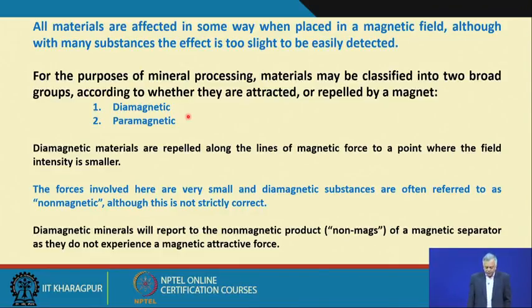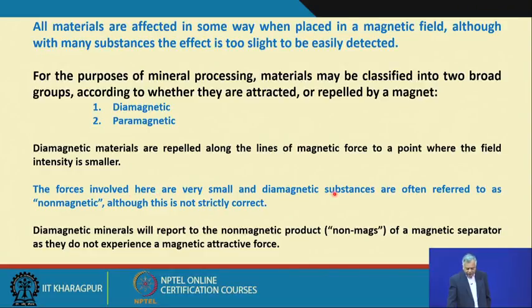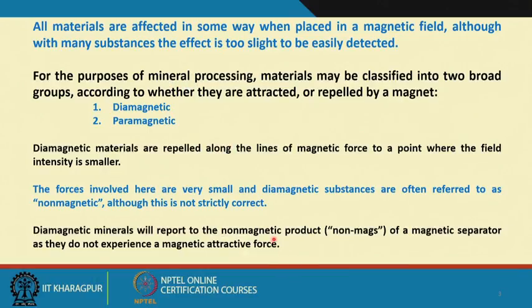What are the diamagnetic particles? The diamagnetic materials are repelled along the lines of magnetic force to a point where the field intensity is smaller. The forces involved here are very small, and diamagnetic substances are often referred to as non-magnetic, although this is not strictly correct from the point of view of physics. But from a mineral processing point of view, we call them non-magnetic particles. Diamagnetic minerals will report to the non-magnetic product of a magnetic separator, as they do not experience a magnetic attractive force.